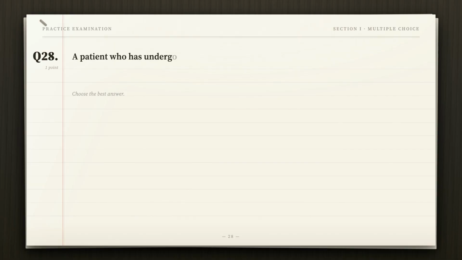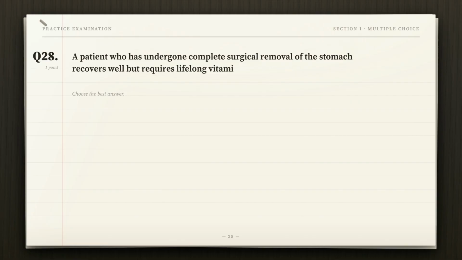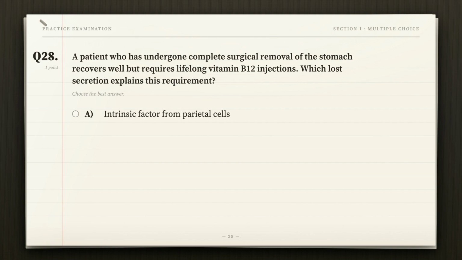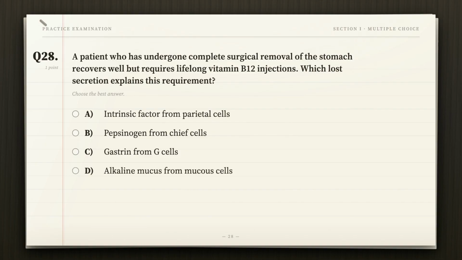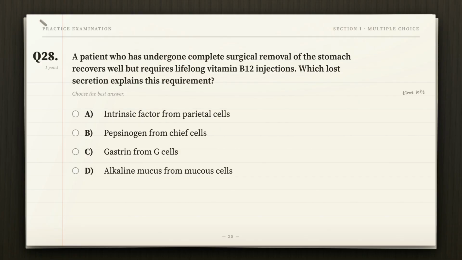Question 28. A patient who has undergone complete surgical removal of the stomach recovers well, but requires lifelong vitamin B12 injections. Which lost secretion explains this requirement? Your options are A. Intrinsic factor from parietal cells, B. Pepsinogen from chief cells, C. Gastrin from G cells, D. Alkaline mucus from mucus cells. What's your answer? Commit to one before I continue.